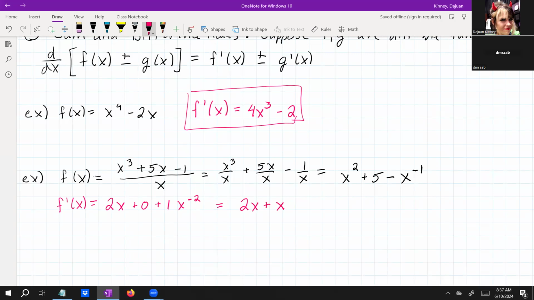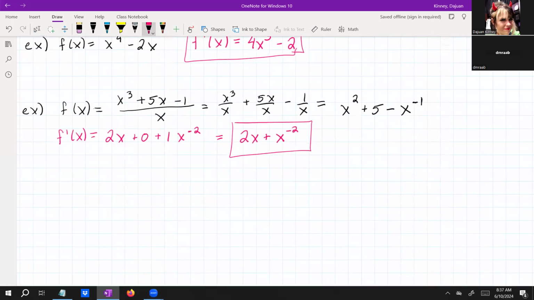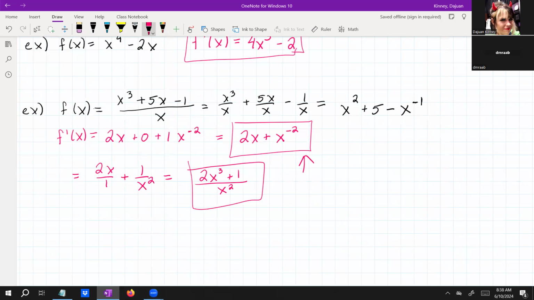2x plus x to the negative 2. I am 100% happy with that. I would leave that. If homework makes you simplify it a little more, we can. So my plus 1 over x squared. Common denominator. So multiply this one by x squared over x squared. 2x cubed plus 1 over x squared. Honestly, I like this one better, but this is also an answer.